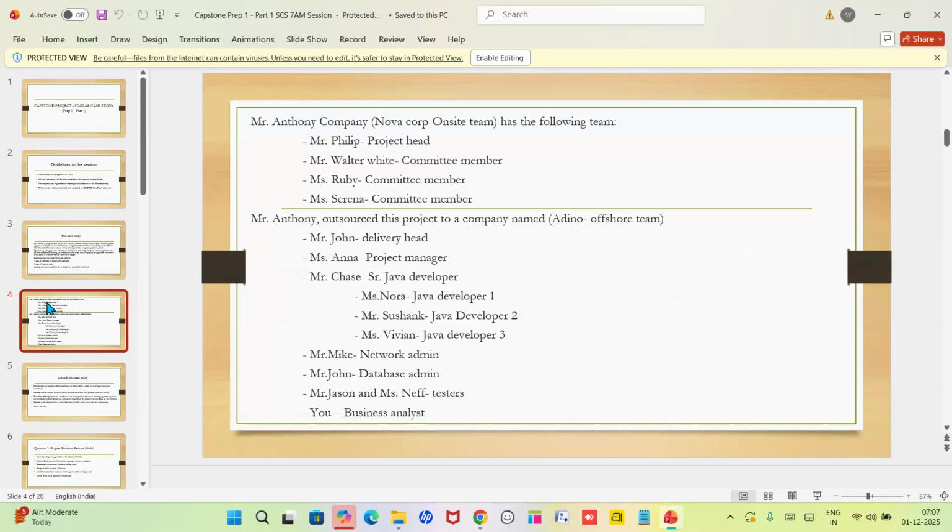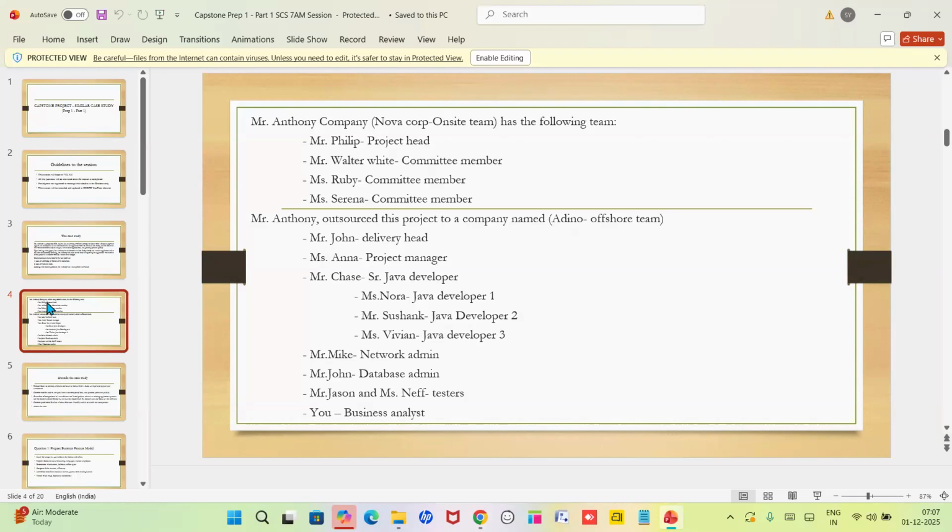In that company, Mr. Philip is the project head, and Mr. Walter White, Miss Ruby, and Miss Serena are the committee members. Mr. Anthony is going to another, different team to develop this project, the company named Adino Offshore Team. Here Mr. Anthony is the client, so he is approaching another company, Adino Offshore Team.